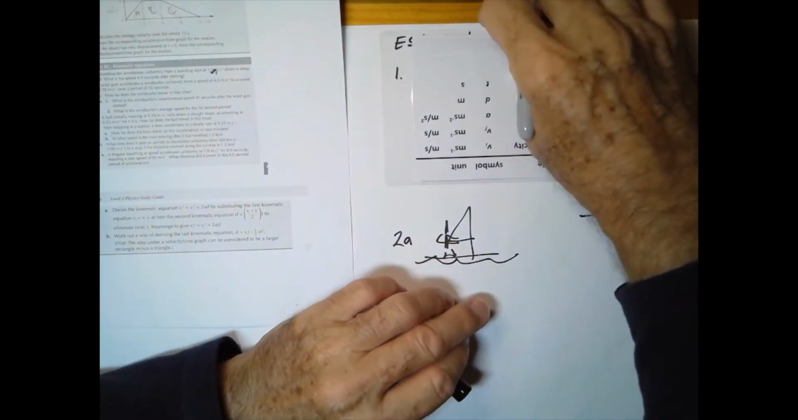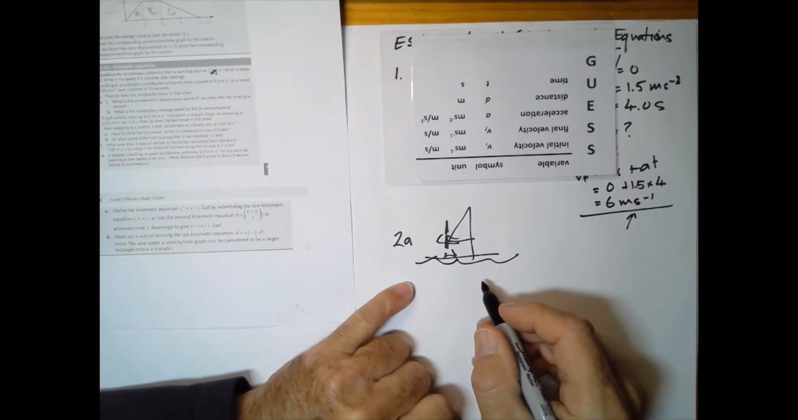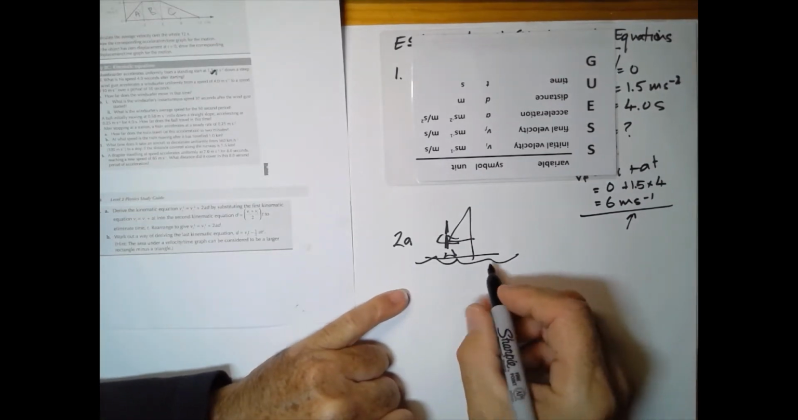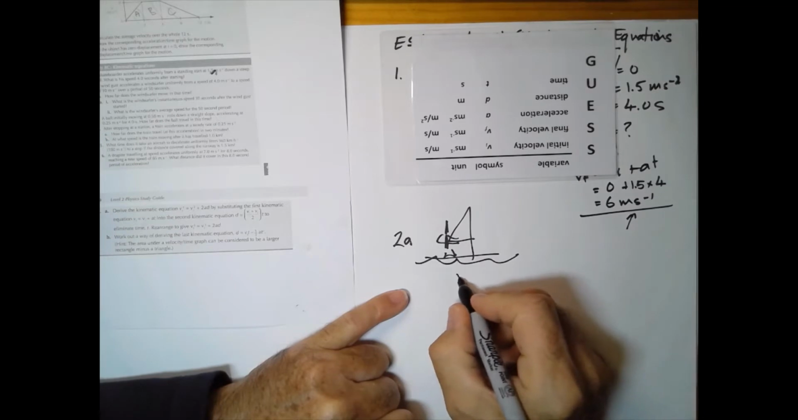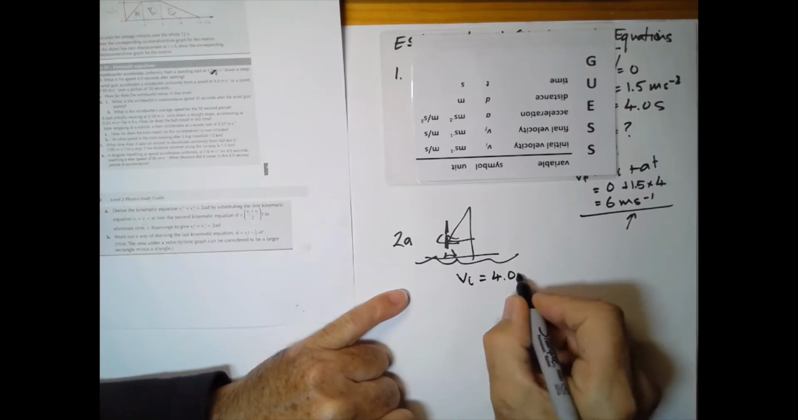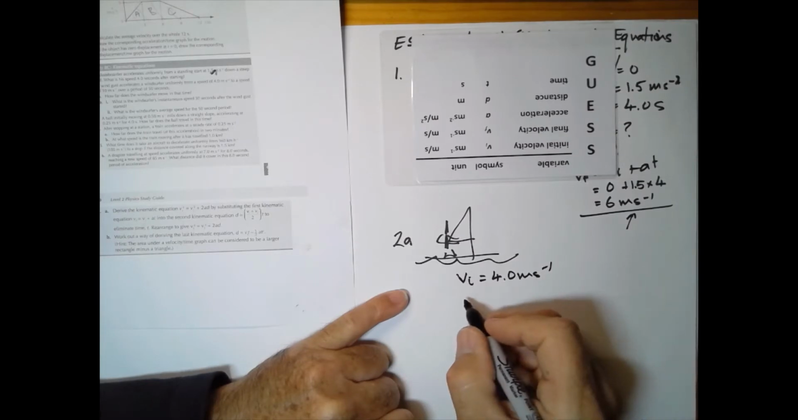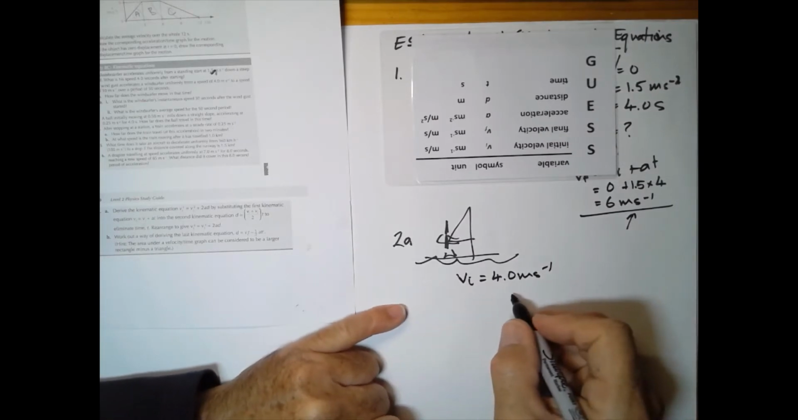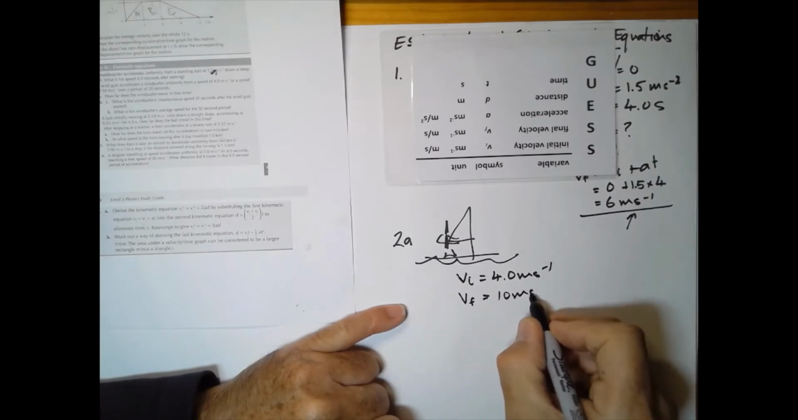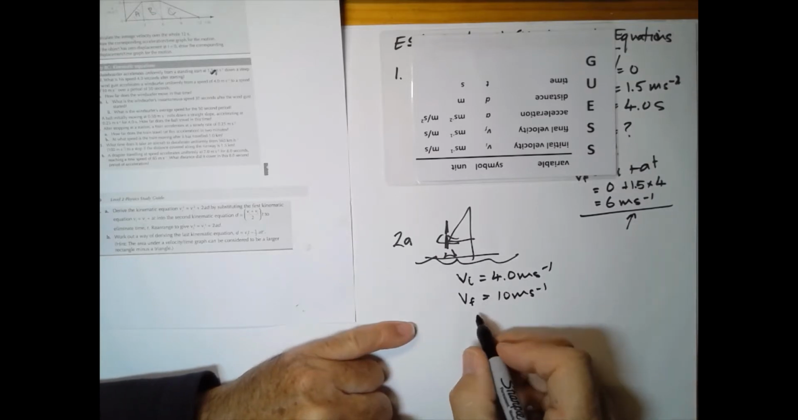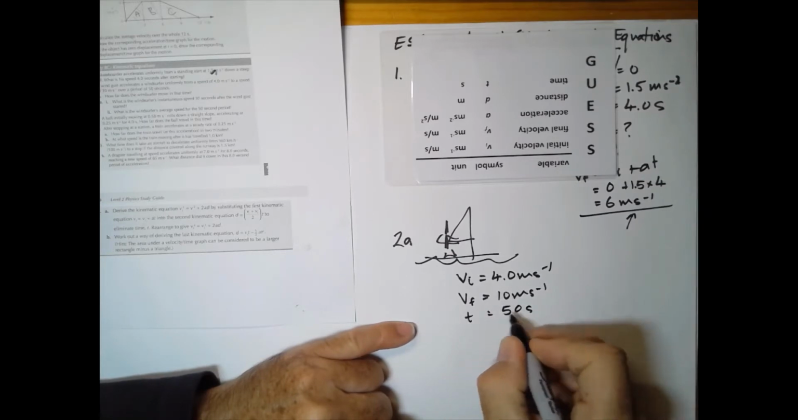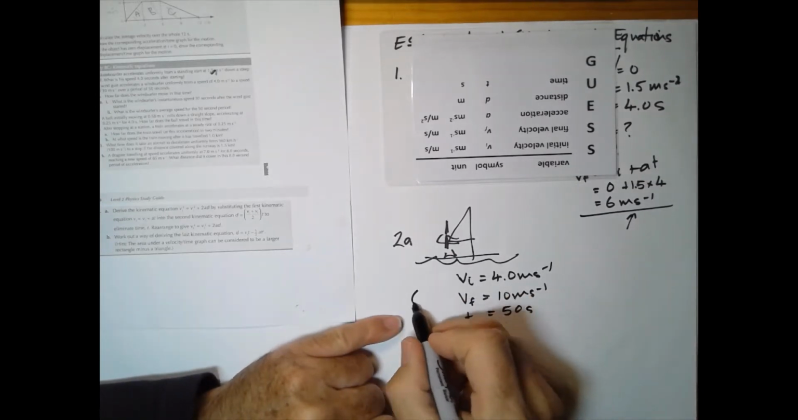Second question, we've now got a windsurfer, and his initial velocity is 4 meters per second, and a gust of wind comes along and accelerates him up to a speed of 10 meters per second. And this takes 50 seconds. So that's our givens.